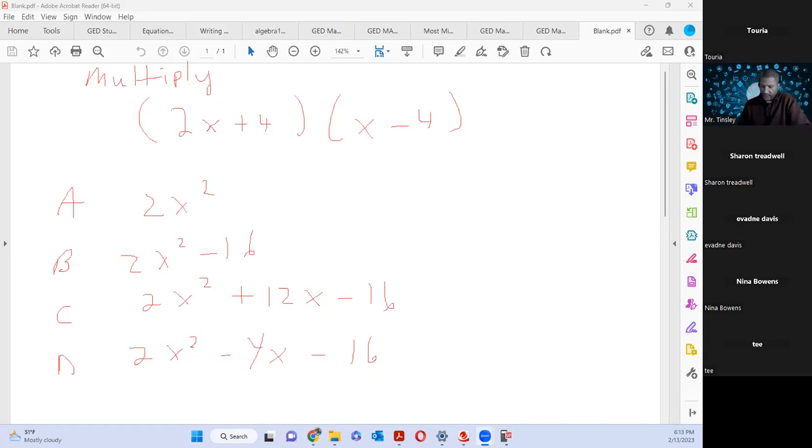Once you get your answer, send it to me in the chat. When you go to chat, change that drop-down arrow until you see my name and then hit send. I can't tell you whether it's correct or not.